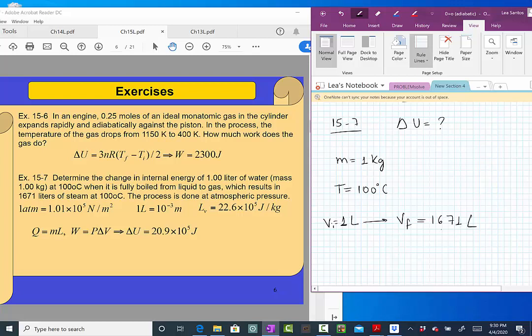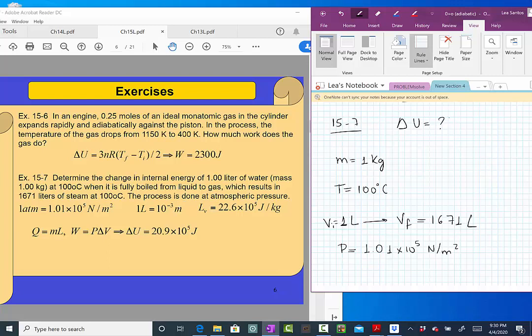So we have this enormous change in volume, and all this process is done at atmospheric pressure. So we also know that this pressure is 1 atm, so 1.01 times 10 to the 5 in the international system, newtons per square meter. The problem also gives us the conversion from liters to cubic meters, so careful here. Now it's 10 to the minus 3 cubic meters. There is a 3 that is missing here in these meters.